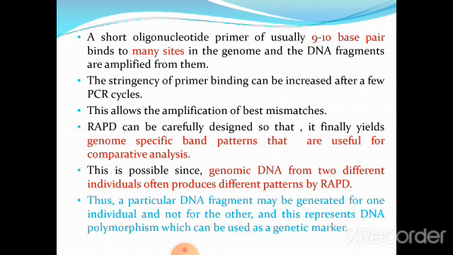Therefore, I have highlighted it. I'll repeat. A particular DNA fragment may be generated for one individual, and the same may not be so in another individual, and therefore there occurs DNA polymorphism, which can be used as a genetic marker.